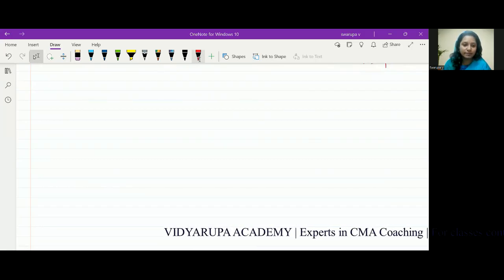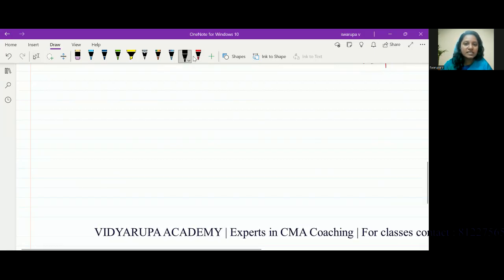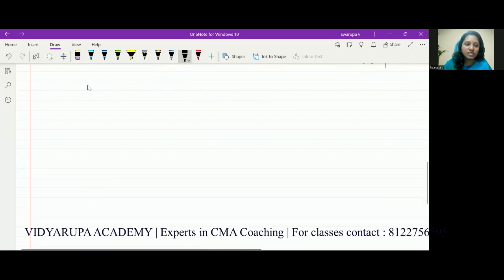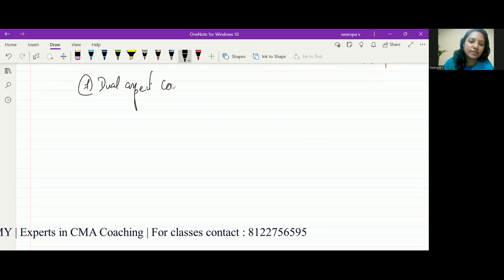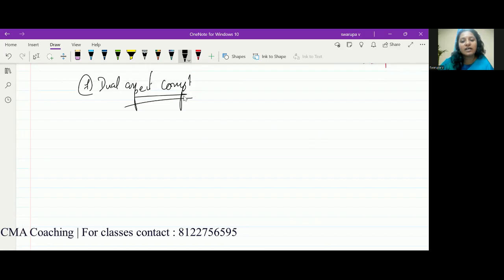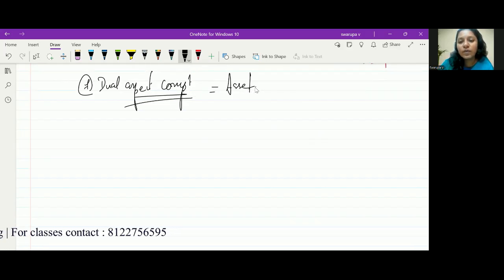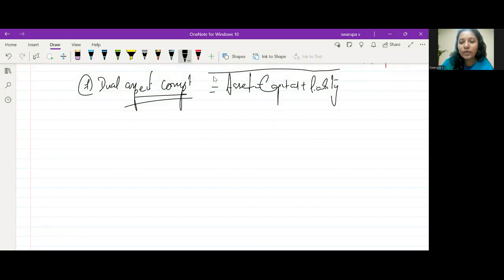That is the accrual concept. The next is the dual aspect concept. What is the dual aspect concept? Dual aspect: asset is equal to capital plus liability. This is our most important equation in accounts. Every debit will have an opposite credit. This is the dual aspect.